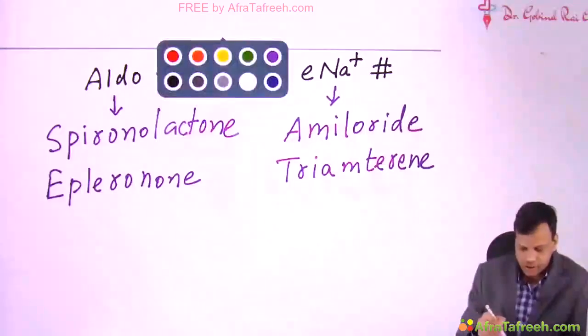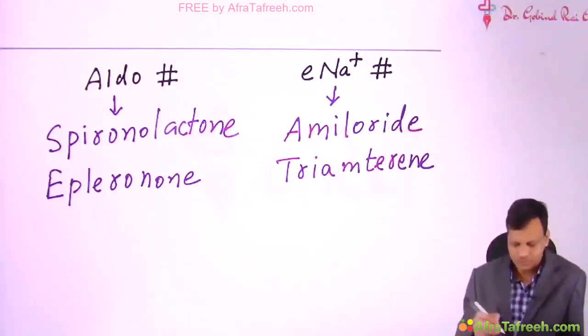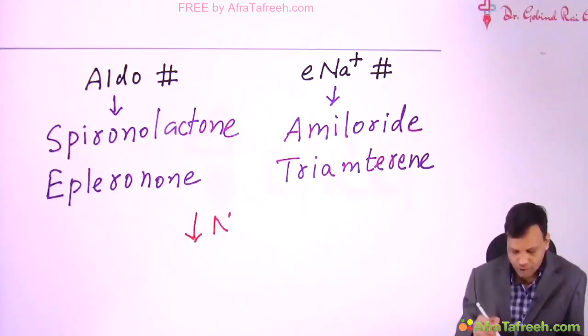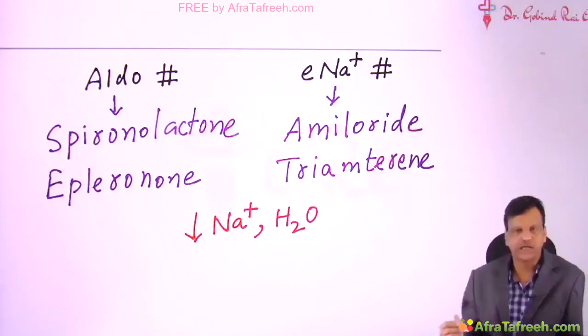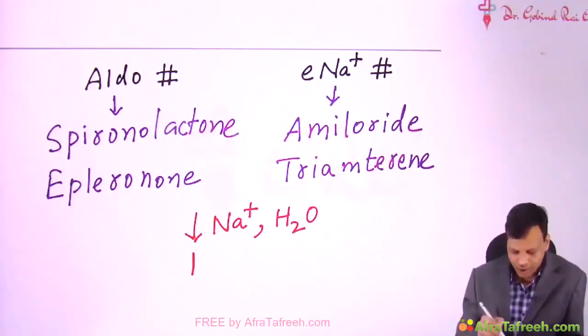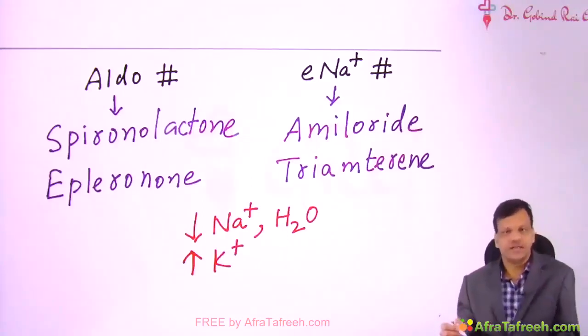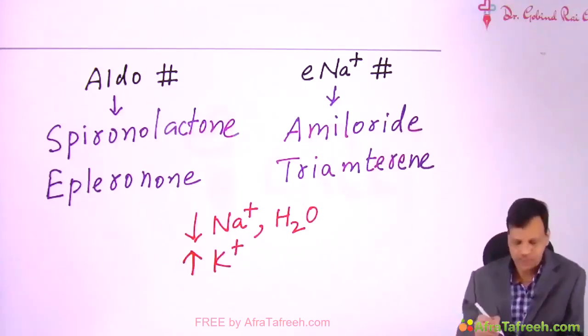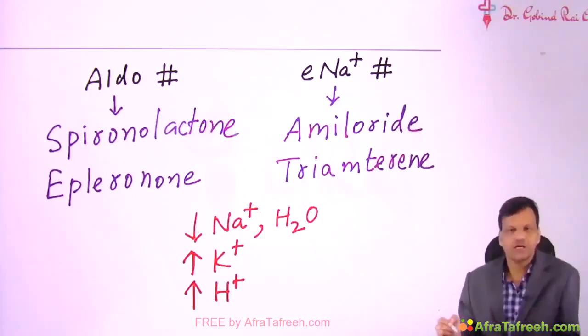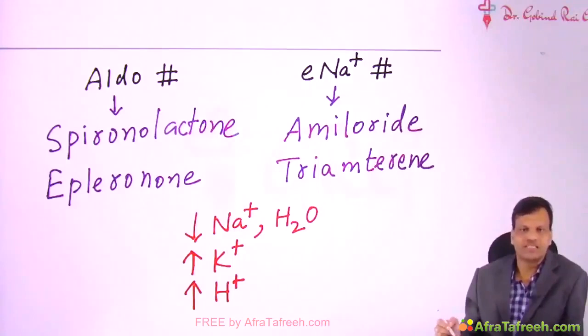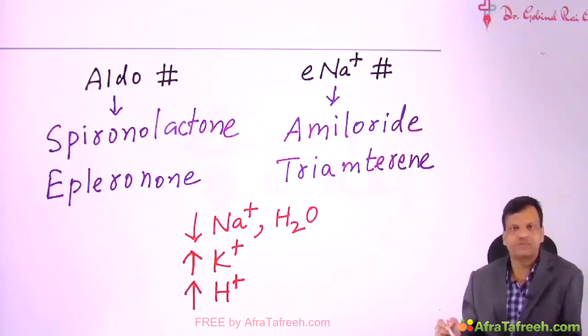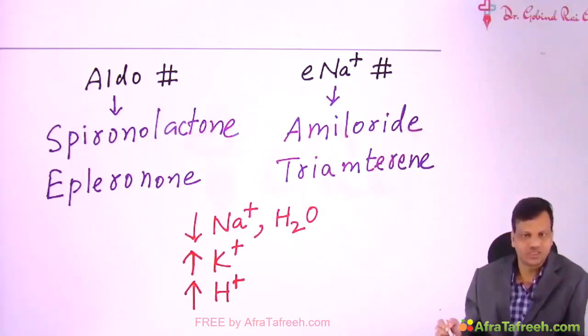Final effect of both the drug groups will be the same. Sodium will not be absorbed, so there will be loss of sodium and water in the urine, so they are diuretic drugs. Potassium cannot be excreted, so they will retain potassium. That's why the name potassium sparing diuretics. And hydrogen cannot be excreted, so it will remain in the body, so that leads to metabolic acidosis. So these drugs can cause diuresis, hyperkalemia and metabolic acidosis.